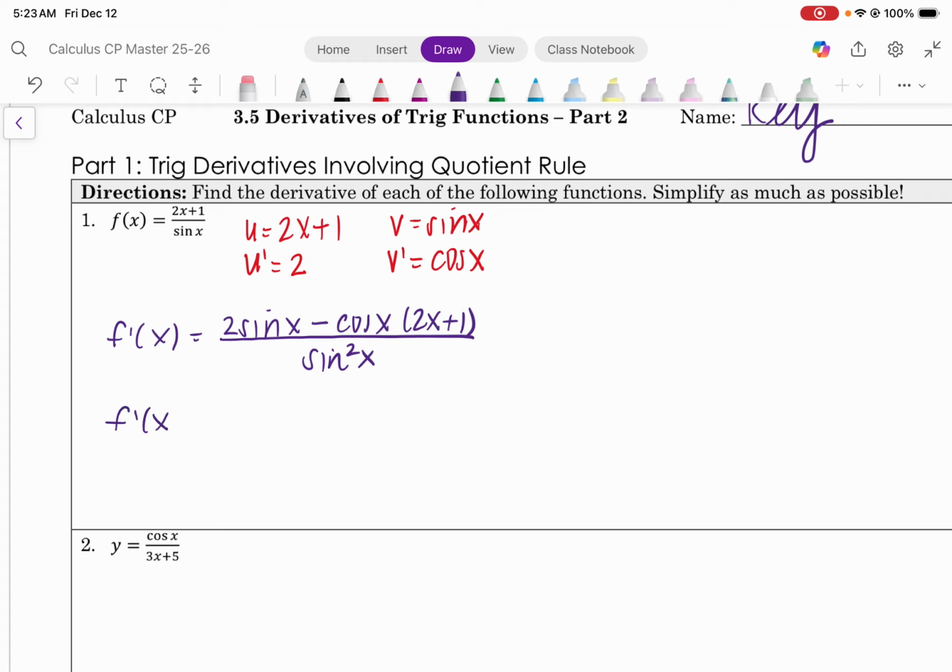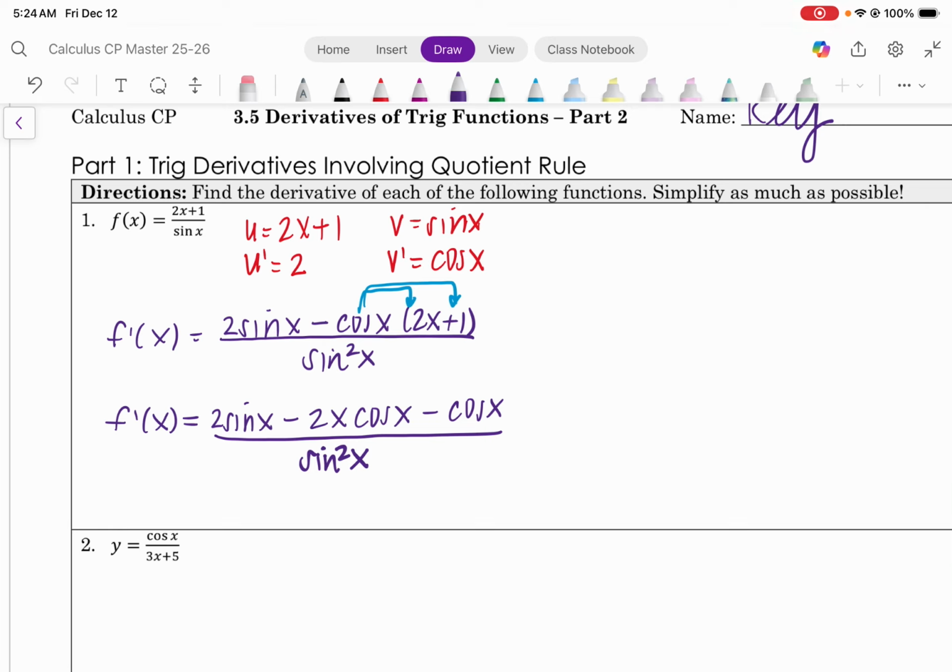From there, we can combine our like terms, but first we'll need to distribute. So that will give me 2 sine x minus cosine x times 2x, but I guess we should write that as 2x cosine x, and then minus cosine x. What I did there was took this cosine and distributed it to both of these things, keeping my denominator, sine squared x. Now, at this step, you should look at the numerator. If there is a greatest common factor, you should simplify and take it out and then see if anything cancels. In this particular example, there is no greatest common factor, so this actually is your answer.